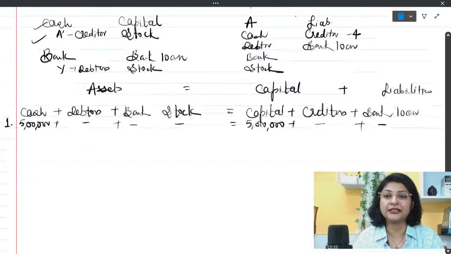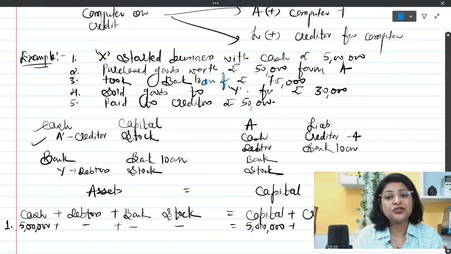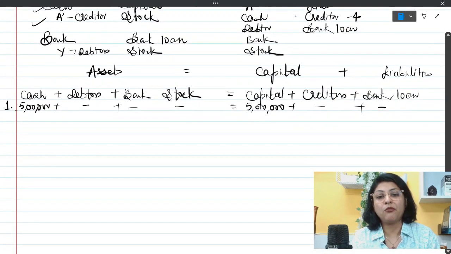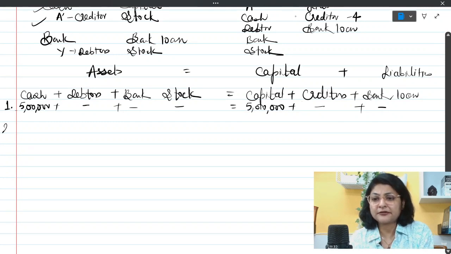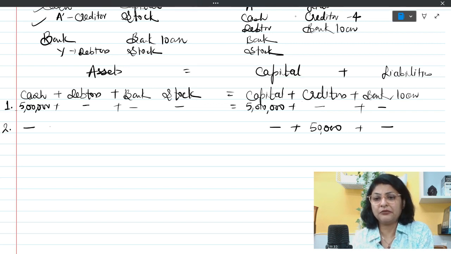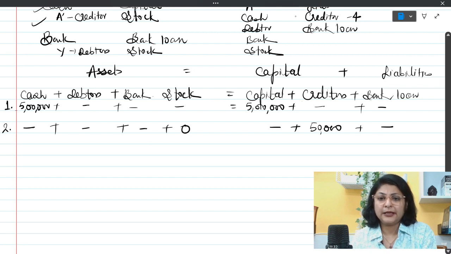The second transaction under the question is given: purchase goods worth rupees 50,000 from A. So we have bought goods. So who is A? A is our creditor. 50,000 I am going to add over here, and over here nothing, and 50,000 will come under inventory also. I have bought goods from A, so 50,000 is going to come over here.